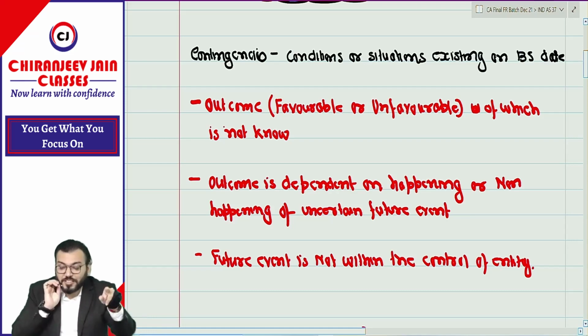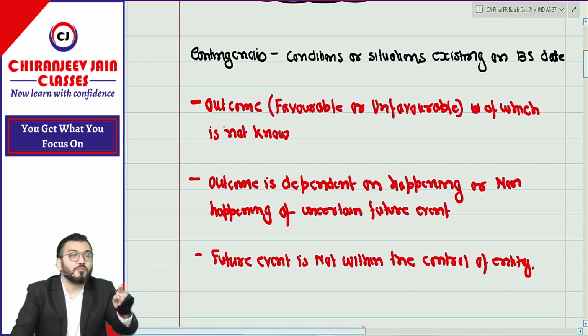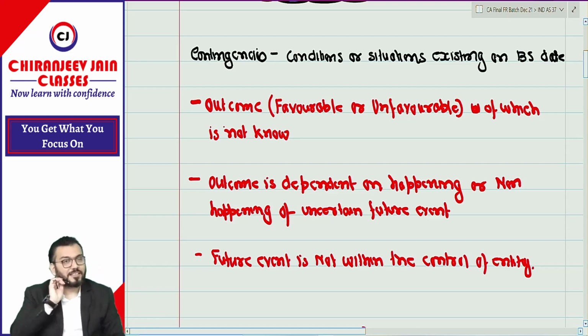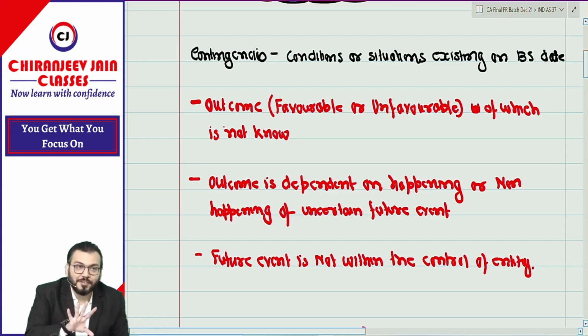So can you repeat once again with me? What is the meaning of contingencies? Contingencies are a condition or situation existing on the balance sheet date, the outcome of which is not known, which is dependent on an uncertain future event, which is not within the control of the entity. We'll take a break of 10 minutes.